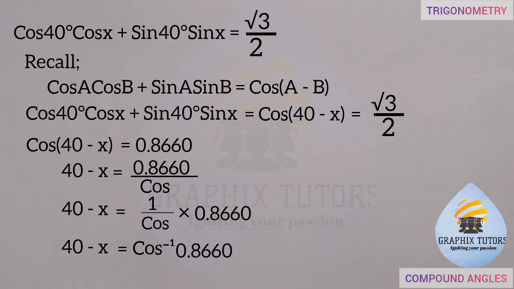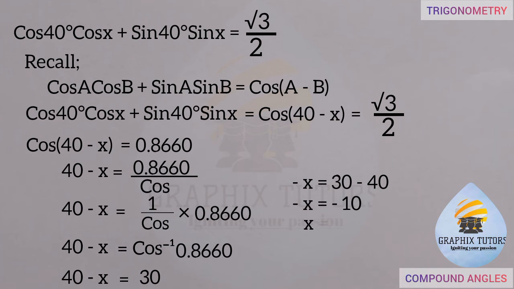Now if I input this in my calculator, I will be left with 40 − x = cos inverse of 0.8660, which will give us 30.00, which is approximately 30. Now, if I take the 40 to the other side of the equation, I'll be having −x = 30 − 40. So we'll now be having −x = −10. So my x here will be equal to 10°. This is what we have here.